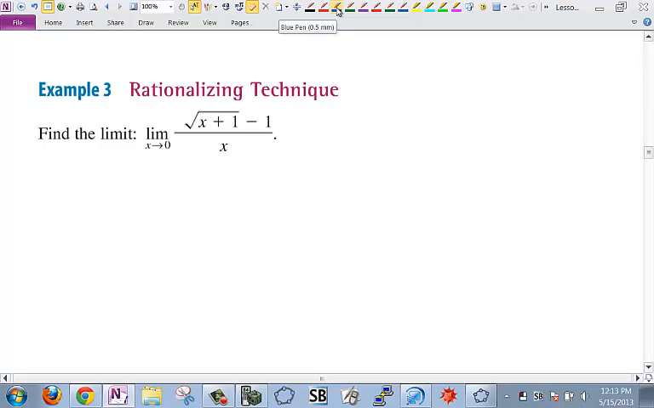Or sorry, 0.499 and 5.00. So the limit is 1/2. Okay. This is called the rationalization technique. I want to take whatever part of this fraction has the radical and rationalize it.